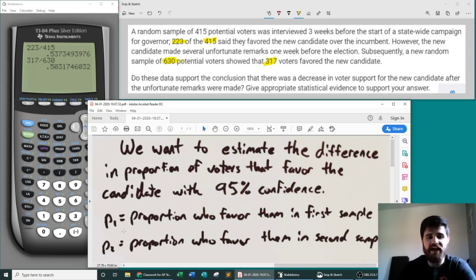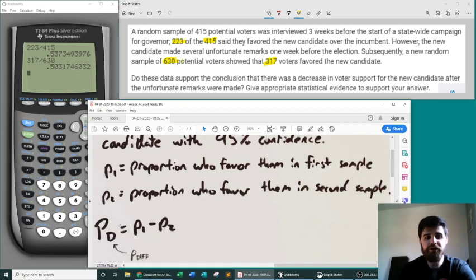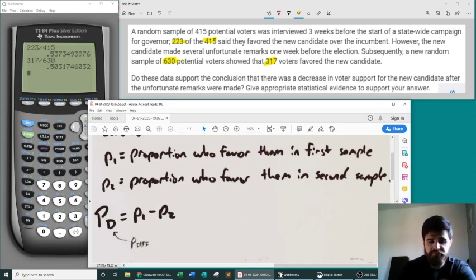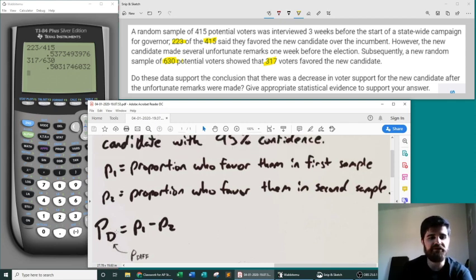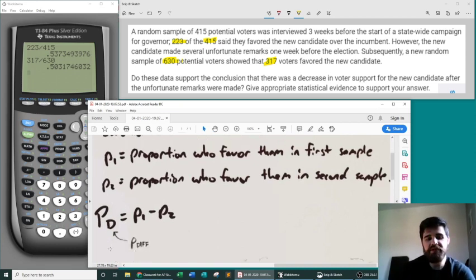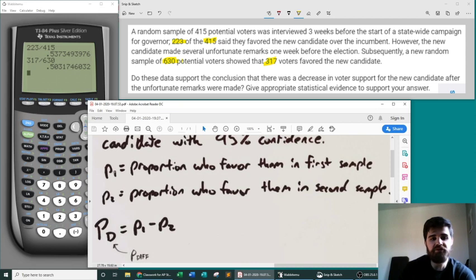Neither one of these is our parameter of interest, though. What we're really concerned with is the difference in these two values. So we're going to come up with one last parameter here, p_D. This means proportion of the difference. Sometimes you'll see it as p_dif, but this is sort of standard notation. We'll do this again in 10.2 with mu of the difference. But anyway, p_D, the difference in proportion, is going to be equal to the first proportion minus the second. Okay, so we've stated what we're going to do.